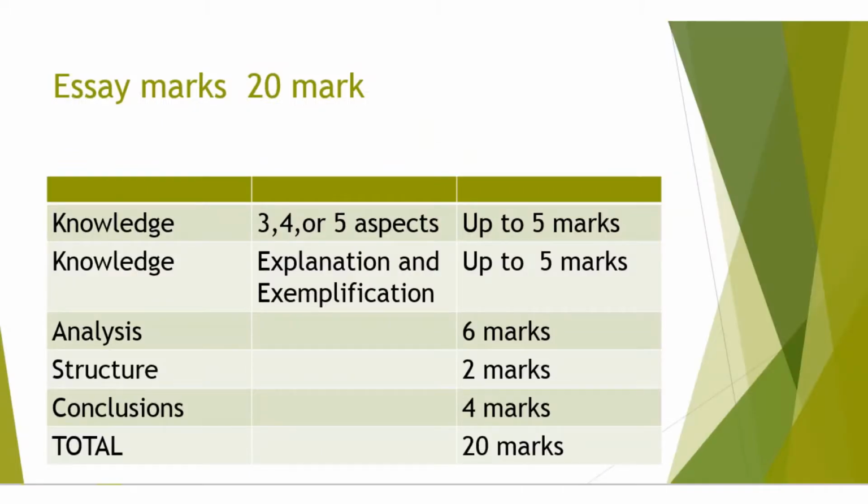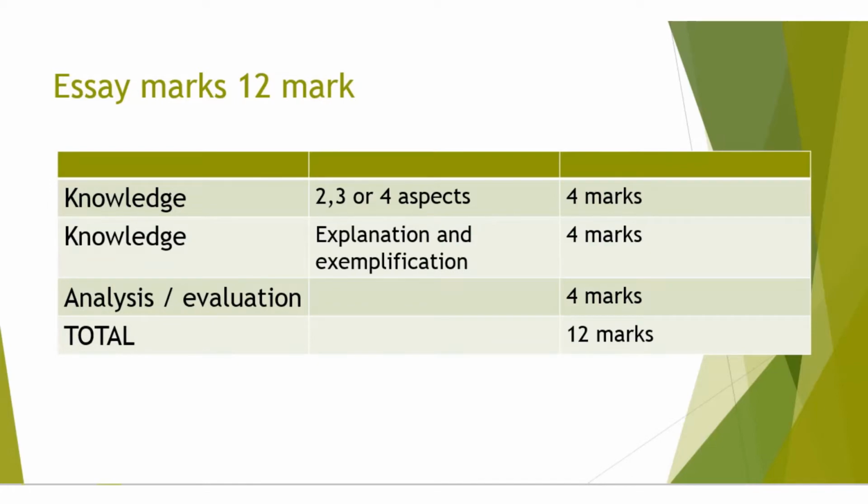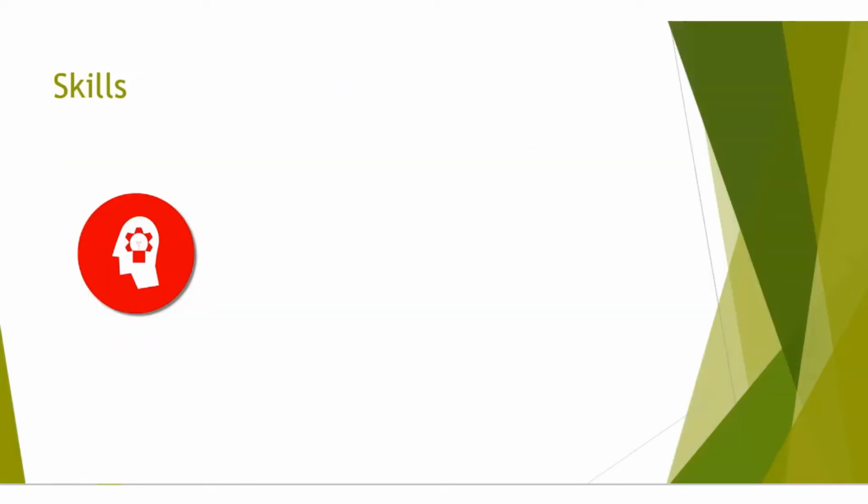Let's return to the slide that we looked at last time, which shows the breakdown of marks, the mark allocations for different parts of your essay. So last lesson we looked at knowledge, and we looked at how you can gain knowledge through using point, explain, example. Today our focus is to be looking at the 6 marks for analysis in a 20-mark essay, how you would gain those, or if it was a 12-mark essay, how to gain 4 marks for analysis. So how do you get a mark for analysis?